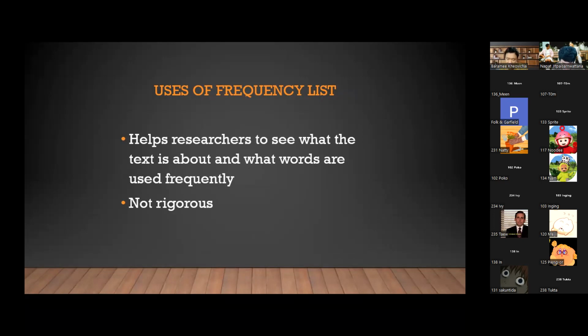But it's not quite rigorous. When you look at any corpus, the words the, of, and, to tend to be at the top because they are function words, and function words occur very frequently in any kind of text. So when you look at the frequency list alone, it's kind of boring to look at. But it's not totally bad. It's a good starting point, but it's not an end in itself.